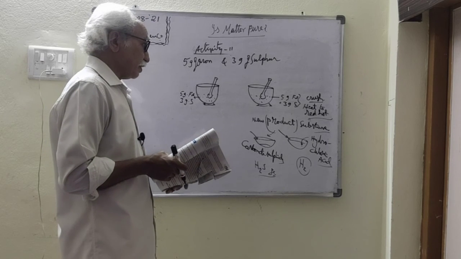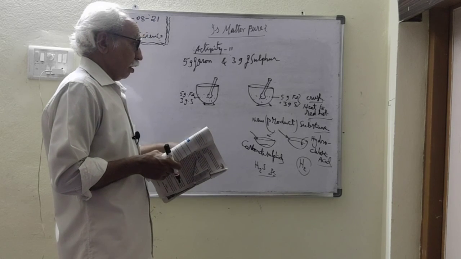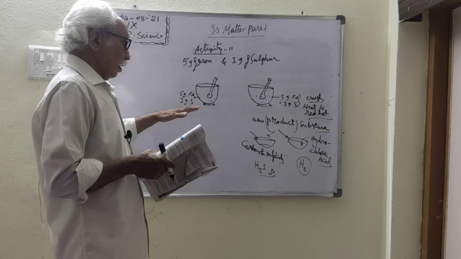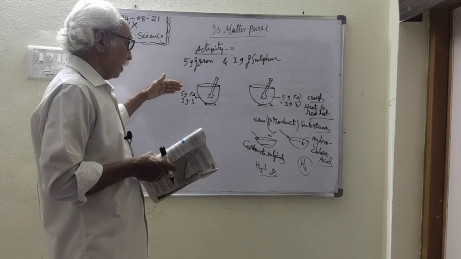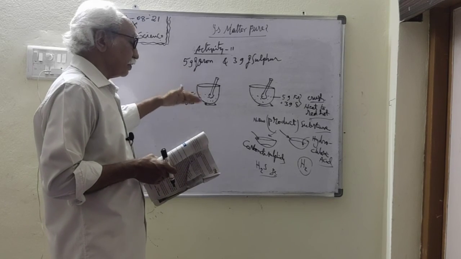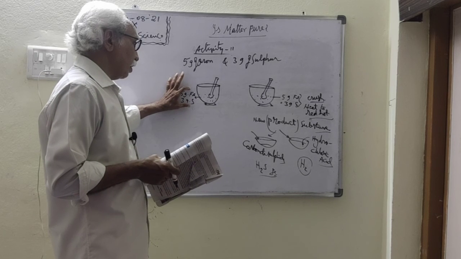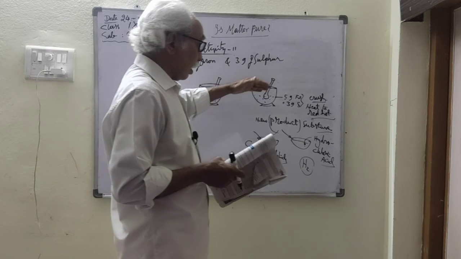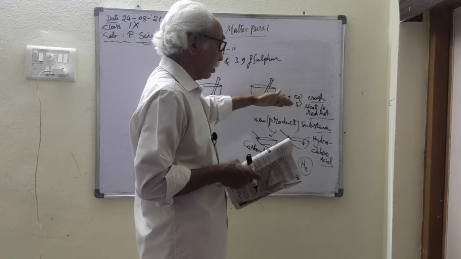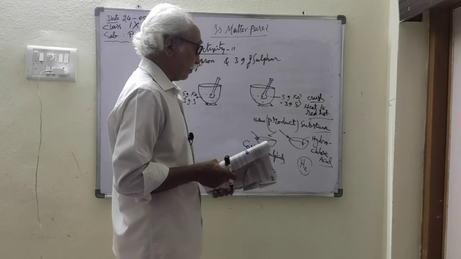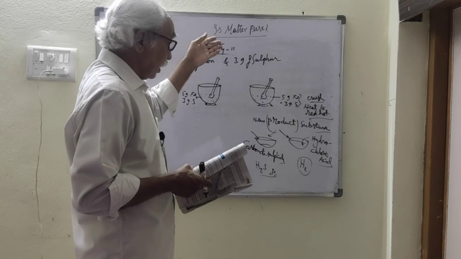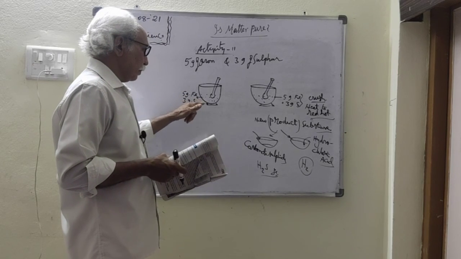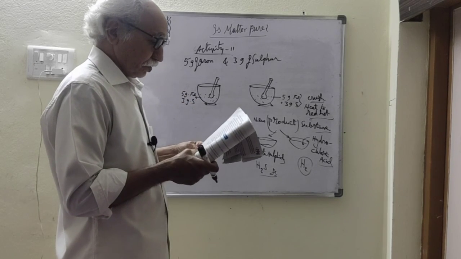So we can separate the components of a compound through chemical reactions, and we can separate the components of a mixture through physical methods. Understood? Here the components are separated from the mixture by physical methods, but here the components are separated from the compound through chemical reactions. Therefore, iron sulfide is a pure compound. Iron and sulfur are pure substances, pure elements.